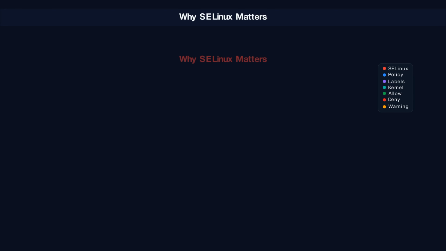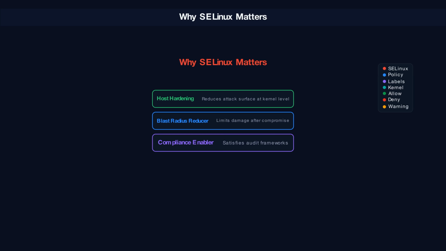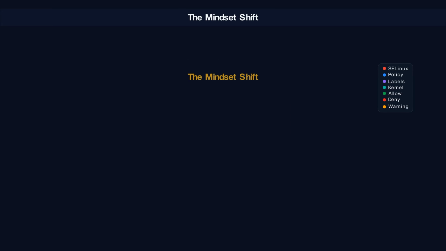For site reliability engineers and DevOps teams, SELinux matters because it is a host hardening control, a blast radius reducer when processes get compromised, a compliance enabler for audit frameworks, and a container isolation enhancer that adds kernel-level separation between workloads. The most important mindset shift is this.